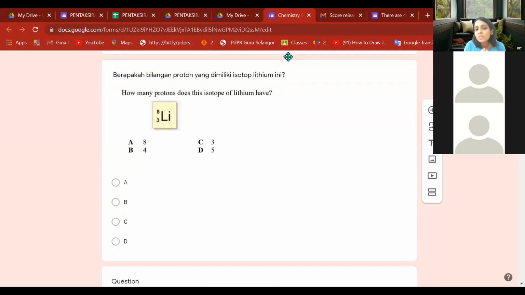How many protons does this isotope of lithium have? It should be Farid or Damien. Damien or Farid? Quickly. Simple one, this one. Isotopes, 3. Okay, Damien, is that you, Damien? Yeah. Okay, correct. It is 3 because my proton here is 3. So proton is always the smaller number. The top number 8 here is the nucleon number. So correct, my answer is C.